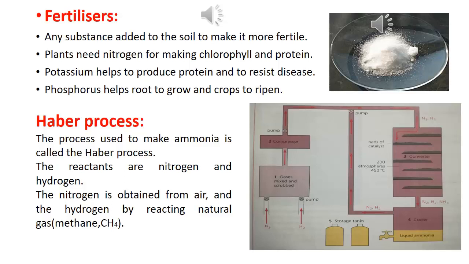In the second stage, these gas mixtures are compressed to a pressure of about 200 atmosphere. Then it goes into the converter, which is the third stage. At last, in the fourth stage, the mixture is cooled until ammonia is condensed to a liquid. And that liquid ammonia is stored in tanks under high pressure.